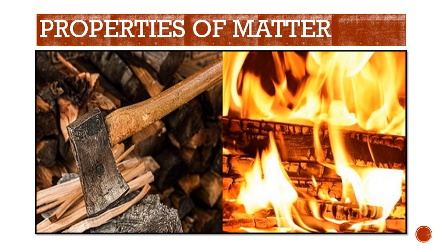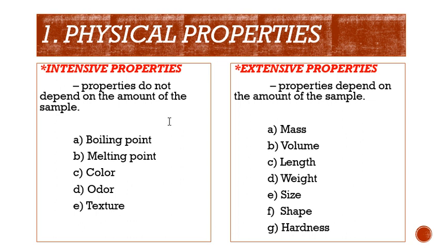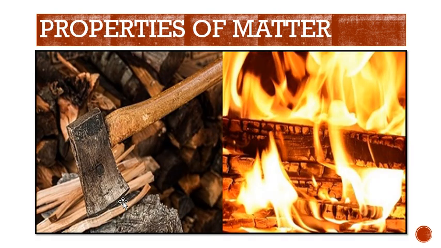So let's start with physical properties of matter. Now, when we talk about physical properties, these properties or characteristics can be observed without changing the composition of the substance. So, going back to the picture, for example, chopping of the wood. We chop the wood into smaller sizes. So, therefore, ang iyahang properties or characteristic, we can still observe it, and the wood is still the same wood gihapon siya. So that is physical properties.